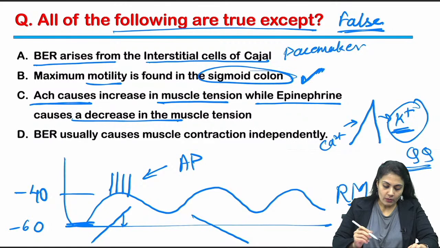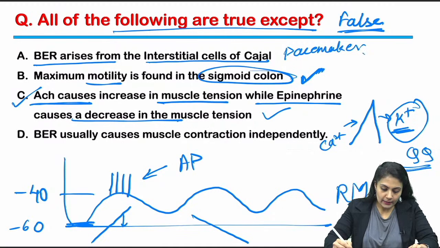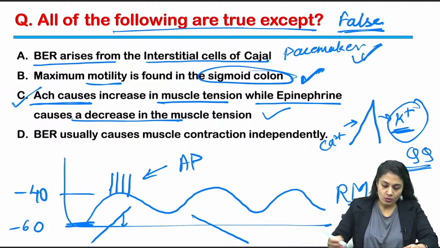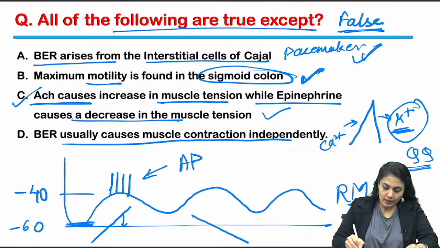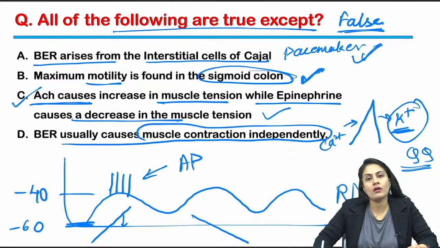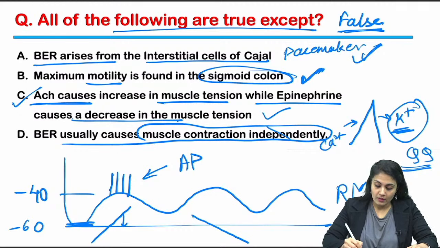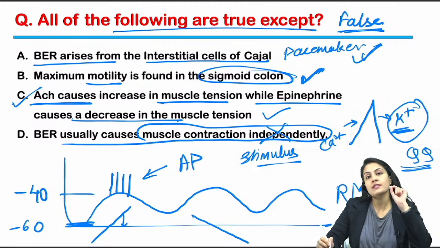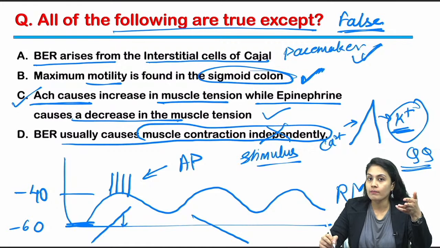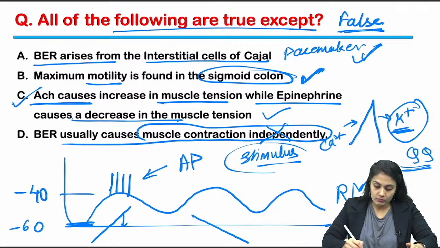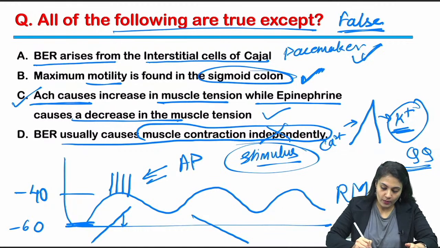All right, now over here acetylcholine, this is also true, right? And the pacemaker, it is also true. So BER causes muscle contraction independently, that means you do not require any stimulus. If that would have been the case, our GIT must be contracting all the time, which doesn't occur, right? We need the stimulus for it. The most common stimulus is food bolus, it can be barium, it can be calcium, it can be sympathetic activation.